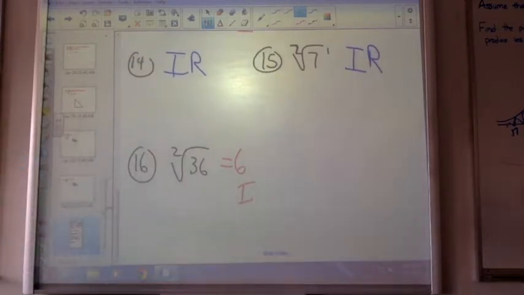And that's how you do that whole front page. You can pick 2 questions from 17 to 27.